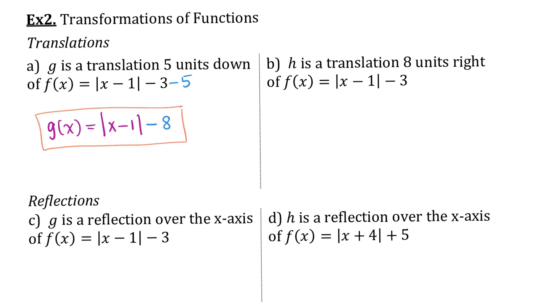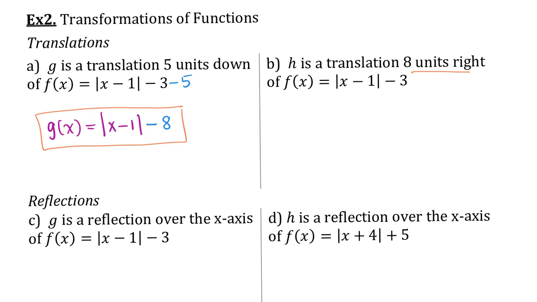And it kind of makes sense. This was right 1, down 3. If I go down 5 more, now I'm down 8. Okay, for B, H is a translation 8 units right of f of x equals the absolute value of x minus 1 minus 3.